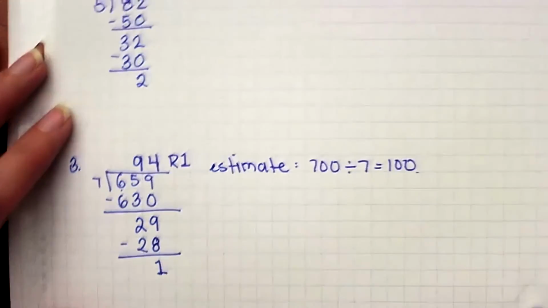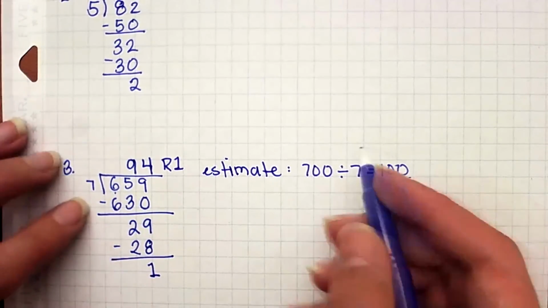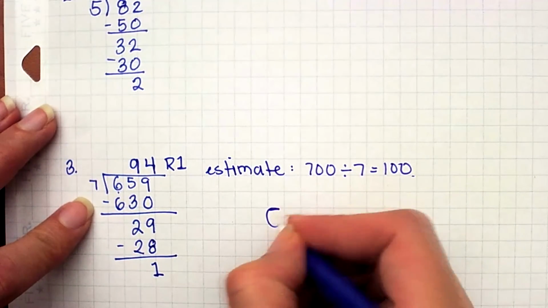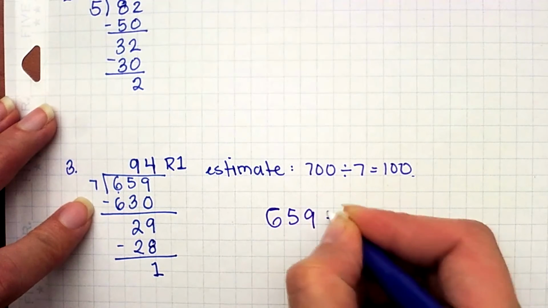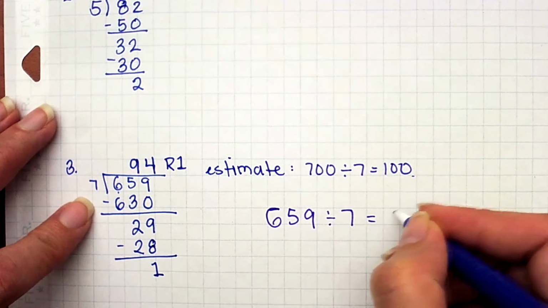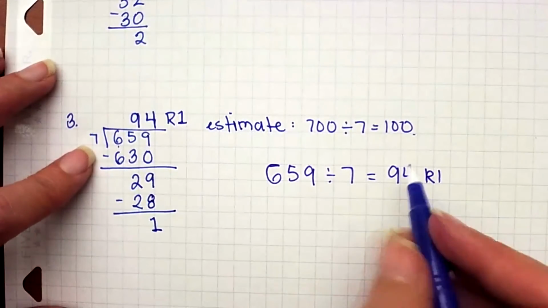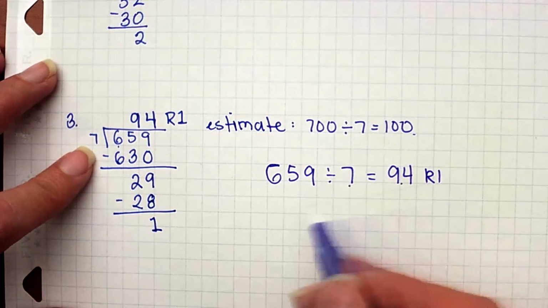Now remember, we can do the inverse operation to check. So instead of doing 659 divided by 7 is equal to 94 remainder 1, let's do the inverse operation. So 94 times 7, let's work backwards.